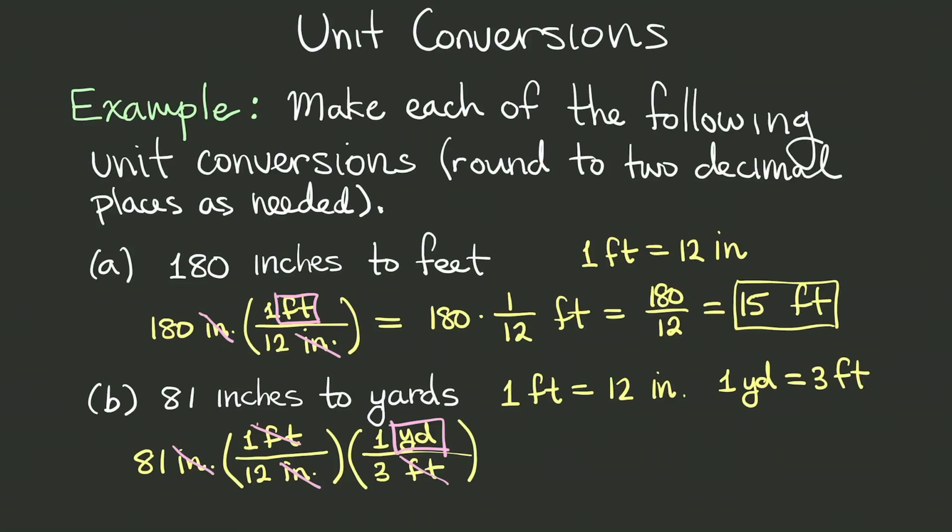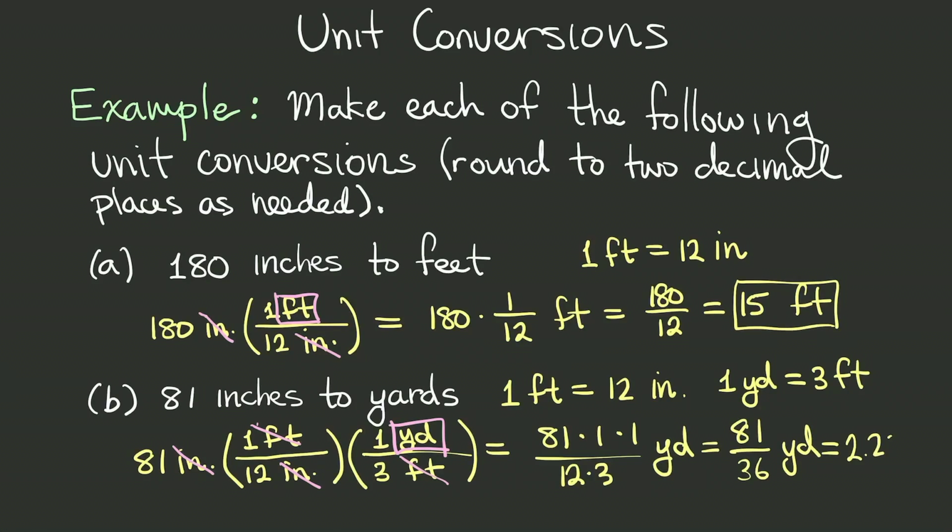And now all that's left to do is clean up and simplify the numbers that we have here. So we have 81 times 1 times 1 in the numerator. So I'm just going straight across all the numerators, right? And then in the denominator, we just have 12 and 3. So we have 12 times 3. Okay, and then our units are in yards. So now we're going to work that out. That's 81 over 36 yards, which is 2.25 yards. And lucky for us, this is already at 2 decimal places because I just ran out of space.